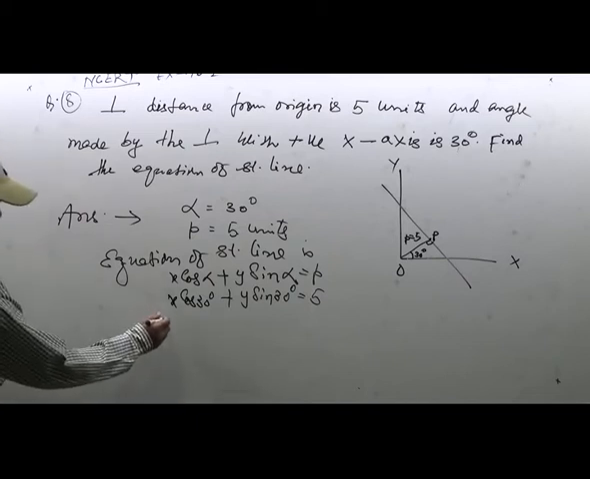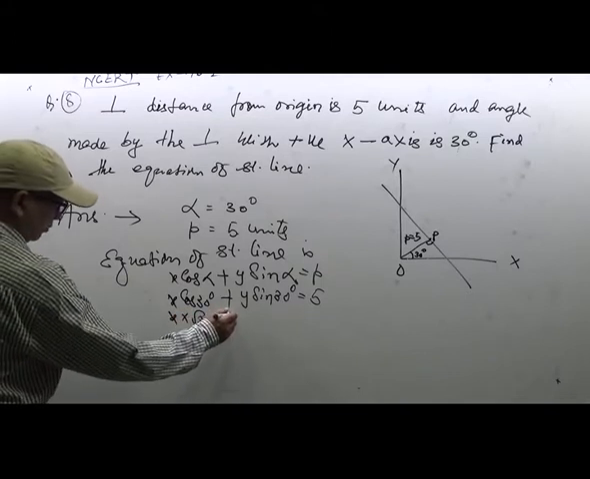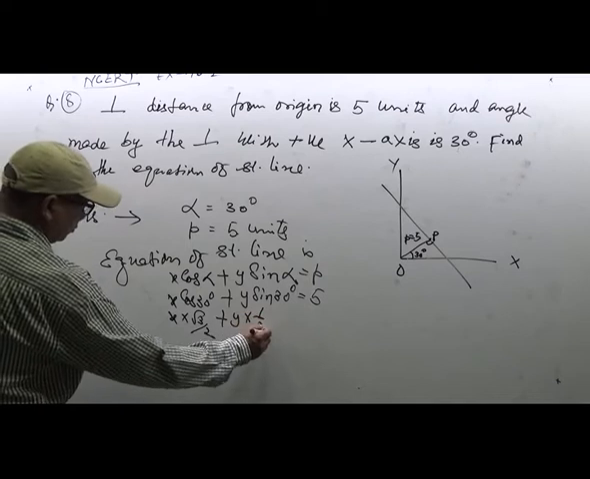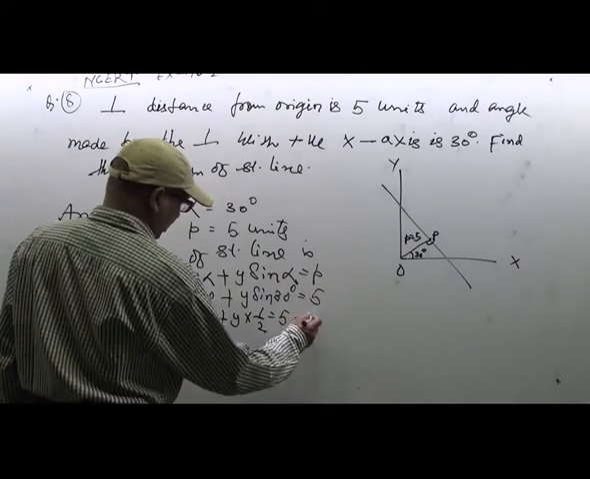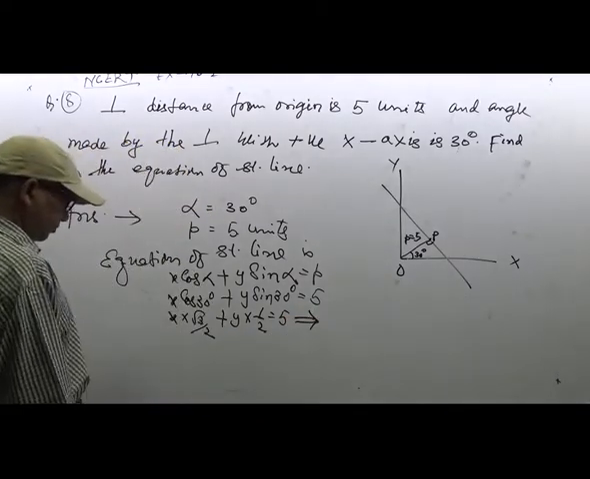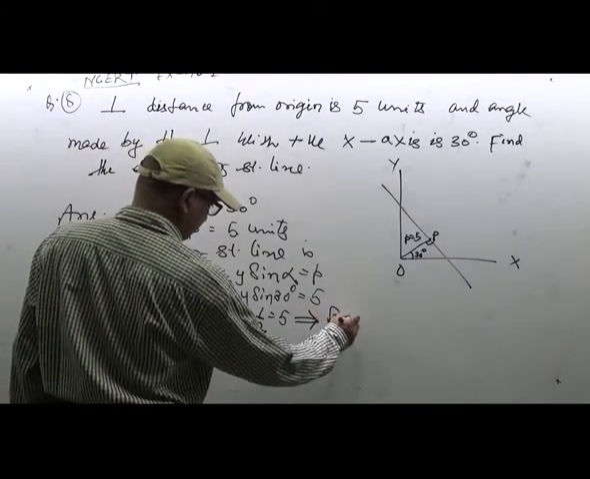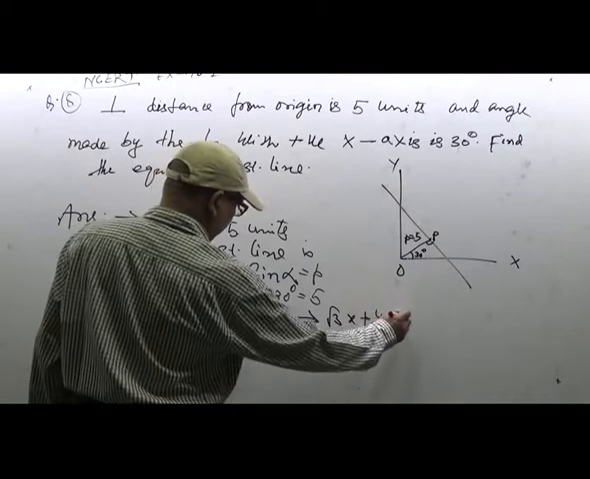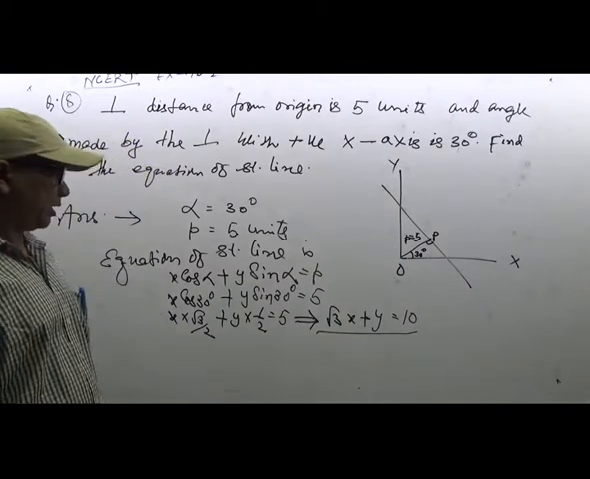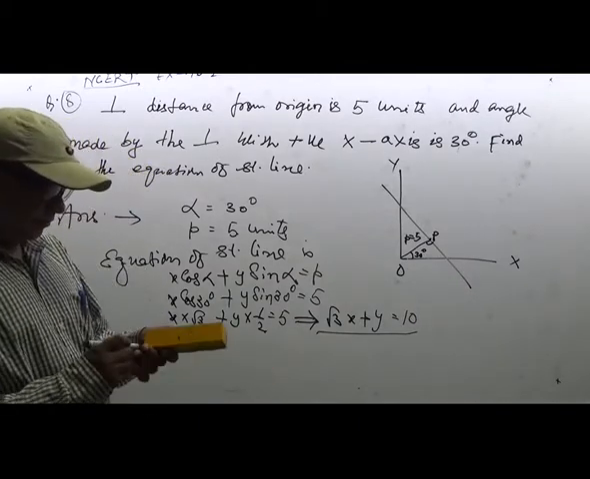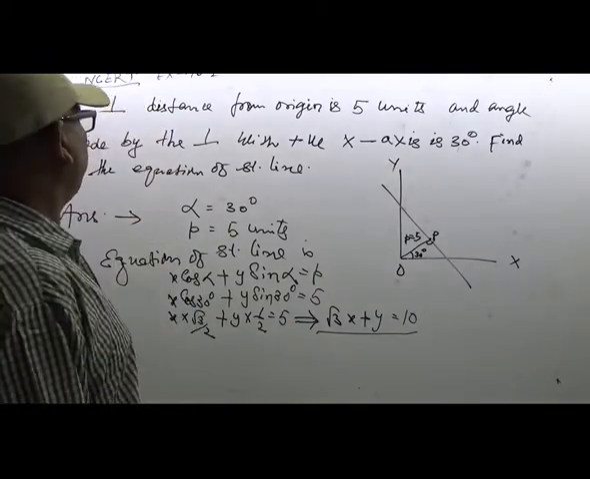वैल्यू पुट कर दीजिए, x into root 3 by 2 plus y गुने 1 by 2 is equal to 5. This implies that root 3 x plus y is equal to 10. This is the required equation of this straight line. Answer. Now next question is that from NCERT.